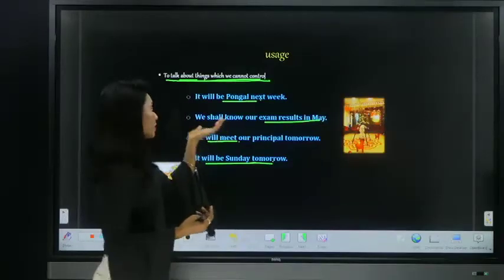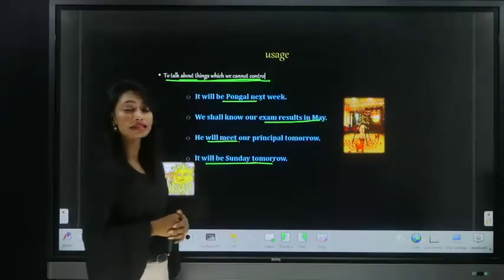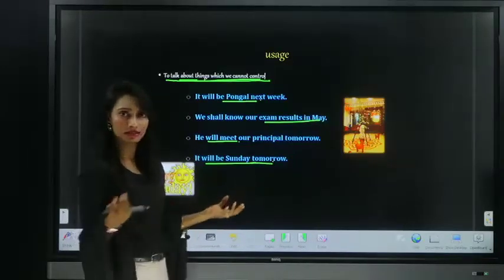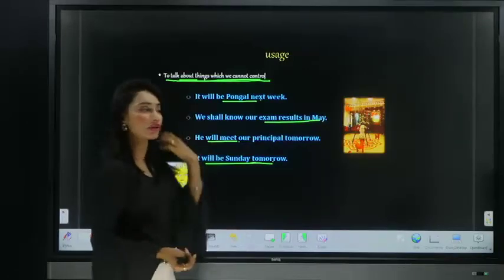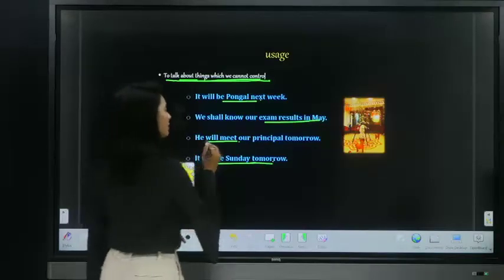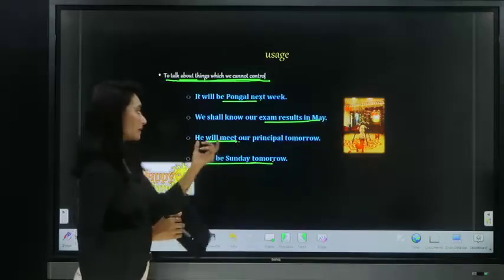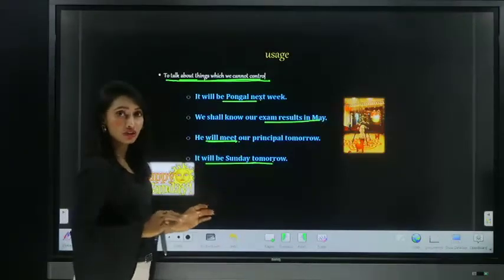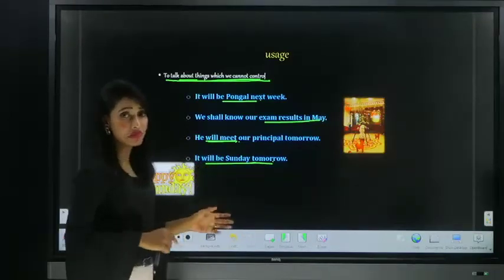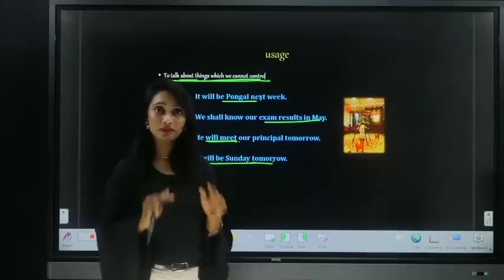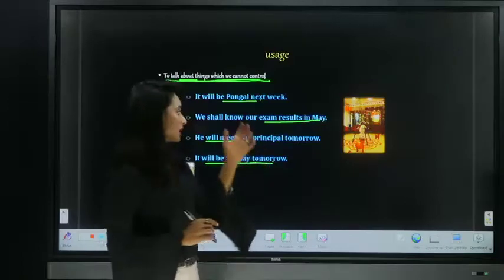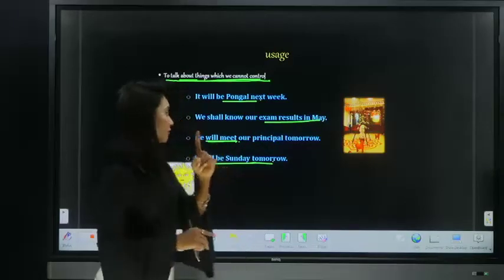We shall know our exam results in May. That is the scheduled one. We cannot control it by saying it is at some other time or next year. It is scheduled for May. It cannot be controlled. He will meet our principal tomorrow. Again, tomorrow. It's already fixed. The schedule, the plan. You cannot control that. It will be Sunday tomorrow. You cannot make it Monday or Saturday. Sunday. It is a future event which cannot be controlled. So such future events which cannot be controlled should be in simple future tense. That is our first usage.